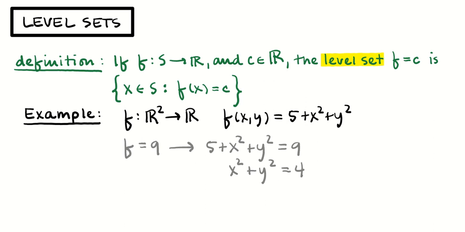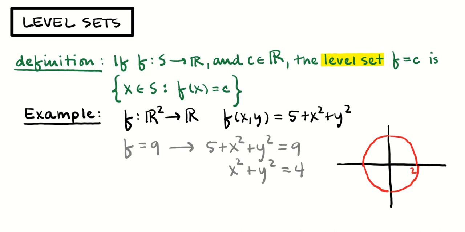You look at that and you're like, oh, x squared plus y squared equals 4. I know what that looks like. That's a circle centered at the origin with radius 2. That's not the worst. Okay, so that's 2. That's going to be the level curve corresponding to f equals 9.